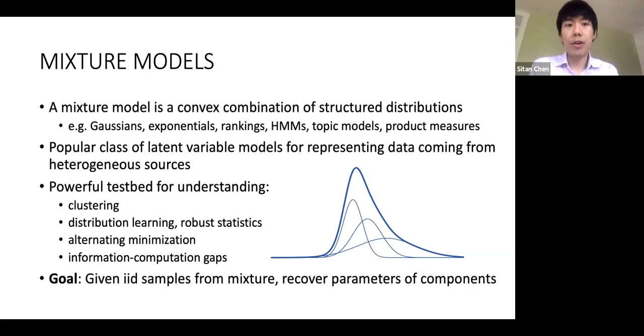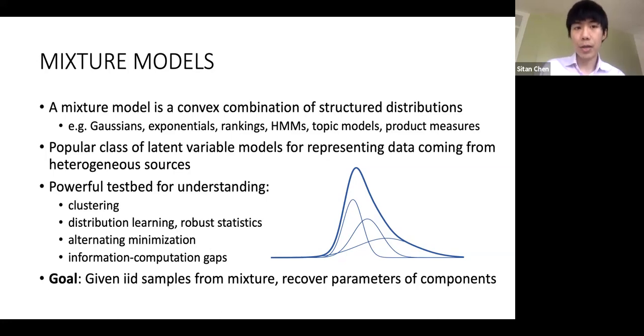Given a mixture model, there are a variety of different learning goals, but the one that we'll be focused on is the following. Given IID samples from your mixture, you'd like to recover the exact parameters of the components, as opposed to, say, doing proper density estimation. So the goal that I gave for mixture of linear regressions was specifically, given IID samples of the form (x_i, y_i), I would like to recover the parameters, namely the mixing weights and the solution vectors, w_i. Okay, so that's the goal moving forward.